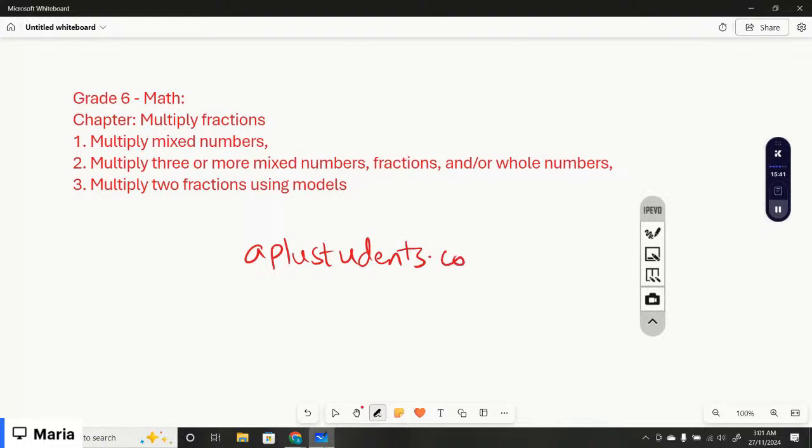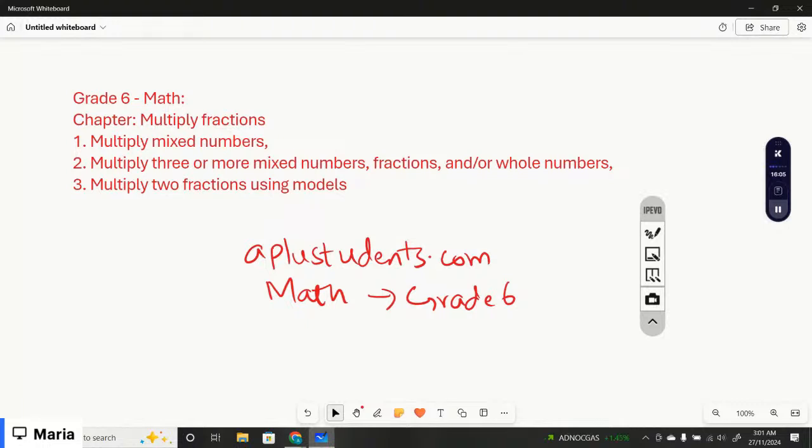You have to log in there using your email address and password as provided by the administrator. Then you have to select math from the subject tab. Scroll down to grade 6 math and then click on view all lessons. There you can find a list of the chapters. We're going to start with the chapter multiply fractions.